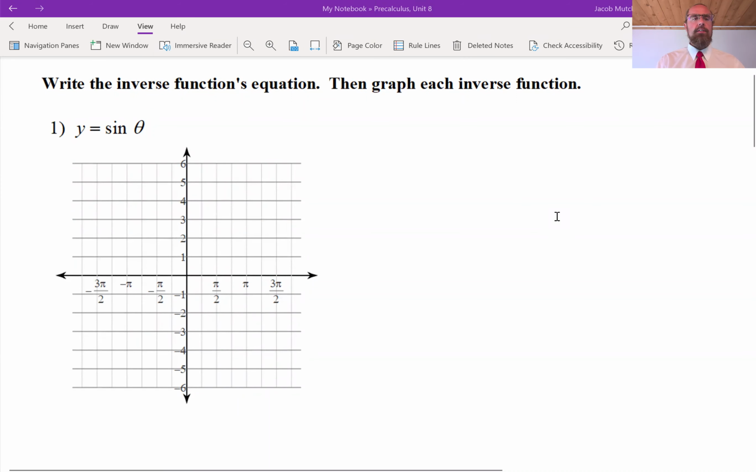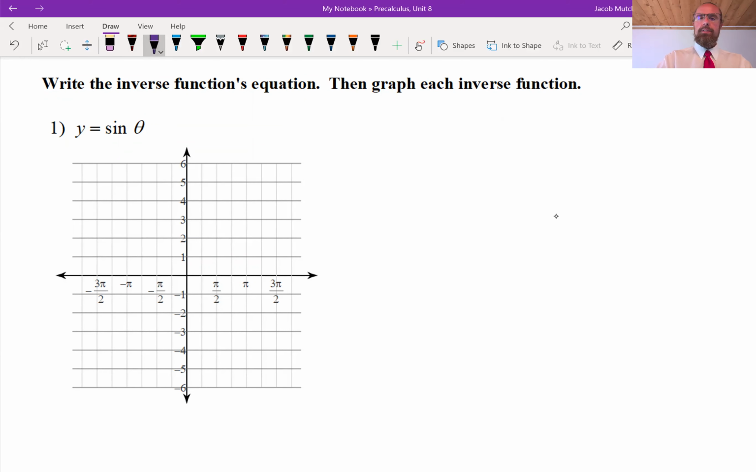I have 2 tasks. I essentially want to first write the inverse function's equation, and then once I've got that equation, I want to graph the inverse function. So we'll start off with that first task. Let's take y equals sine of theta and write its inverse.